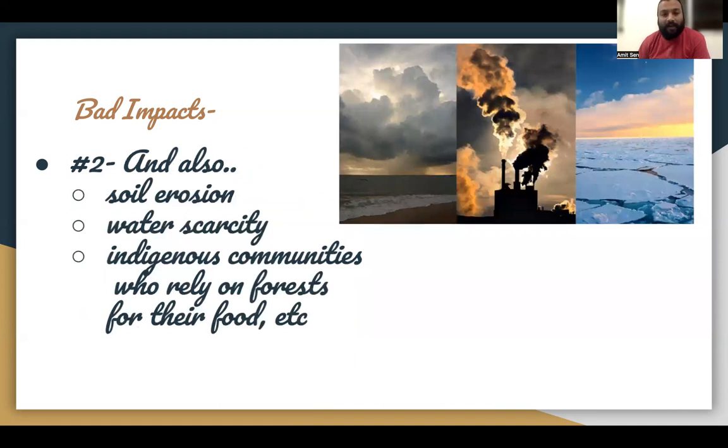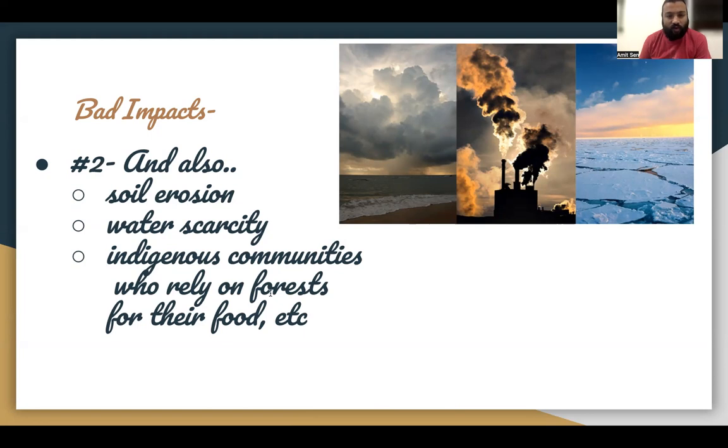Also, the other bad impacts are little points like soil erosion, water scarcity. And this one, the last bullet point, is something that you may not think of instantly, but I had to do some research for this one. There are indigenous communities who are traditional and who rely on forests for their food. And what happens is when we do deforest, on top of all of this, sometimes we also lose knowledge of traditional practices that have been around for a super long time.